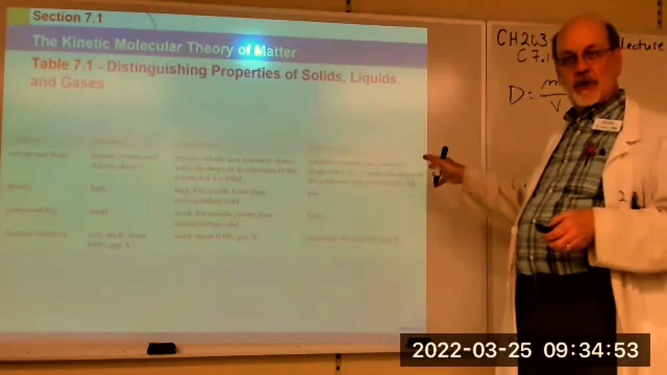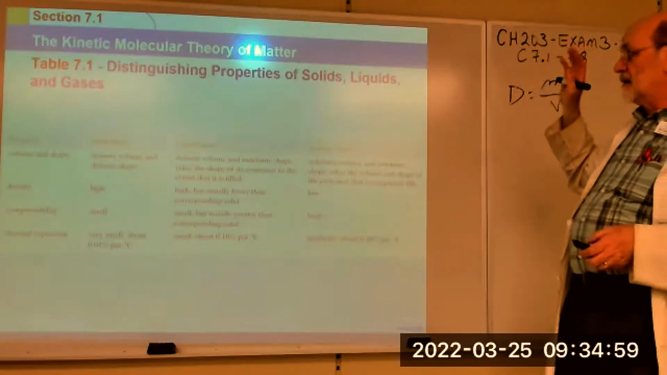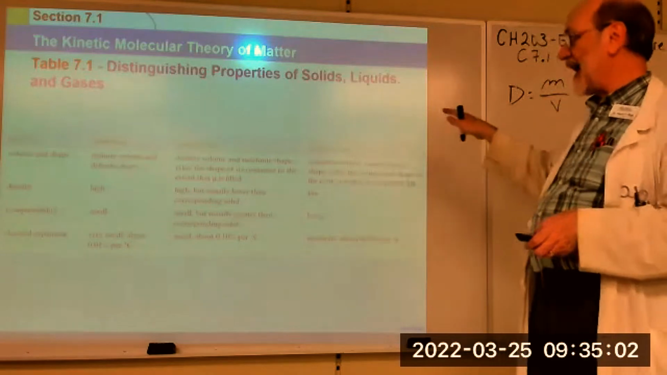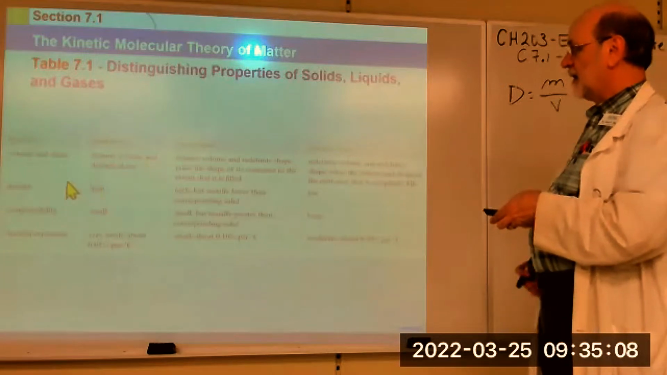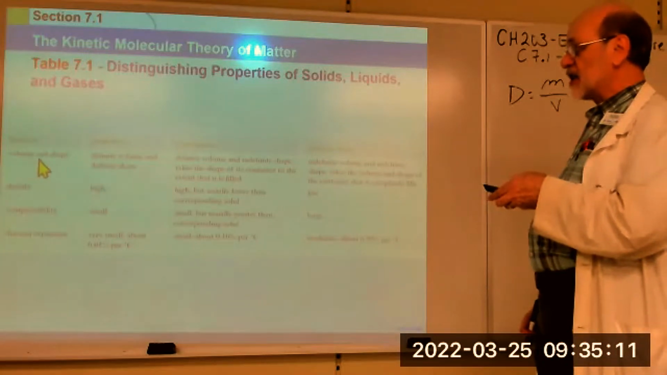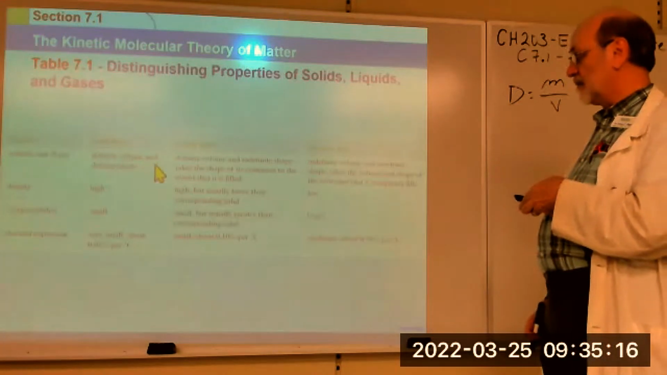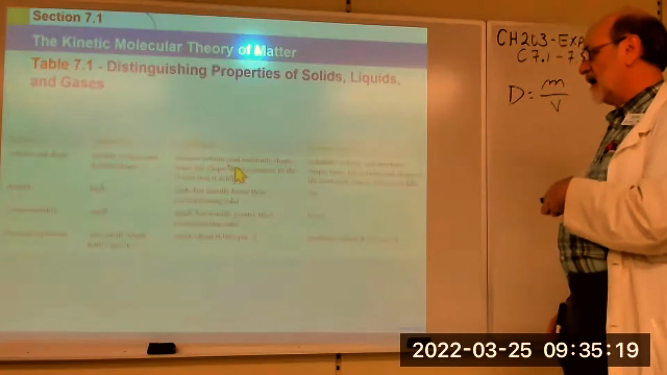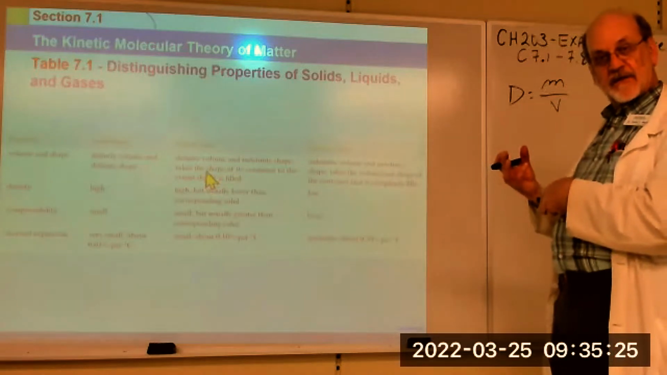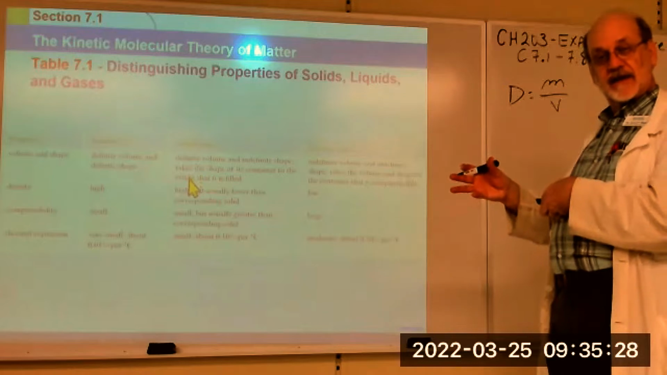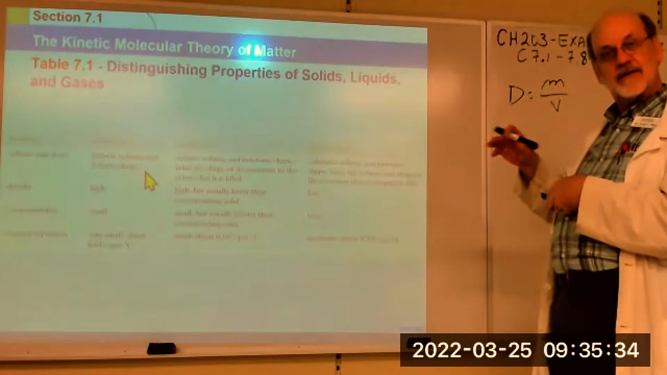This table came straight out of your book. It's table 7.1, and it describes characteristics of solids, liquids, and gases. We can say something about volume and shape. So solids have a definite volume and a definite shape. We know that. Liquids have a definite volume but an indefinite shape, which means they need a container. If you put them in one container that's calibrated, it will measure a certain volume. If you put them in a different container that's calibrated, it'll measure the same volume, even if they're different shapes.